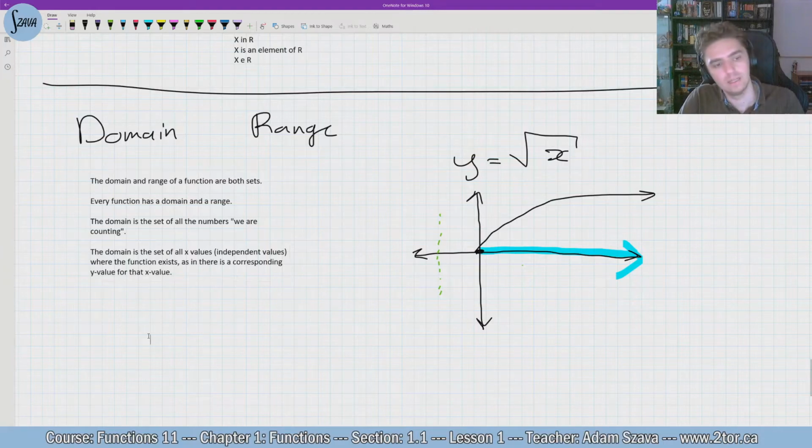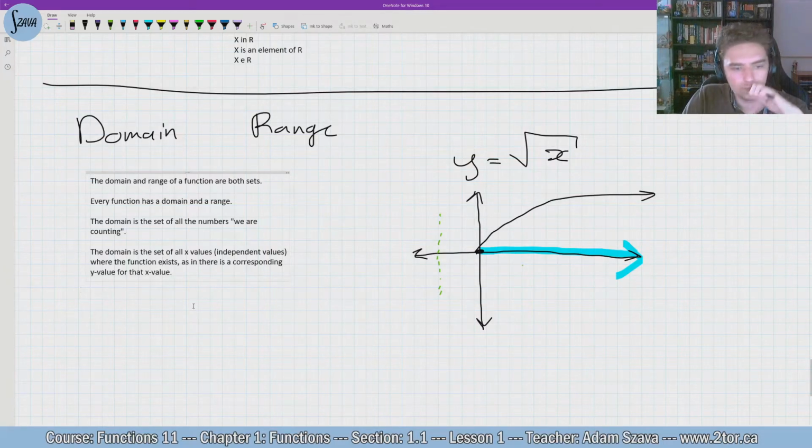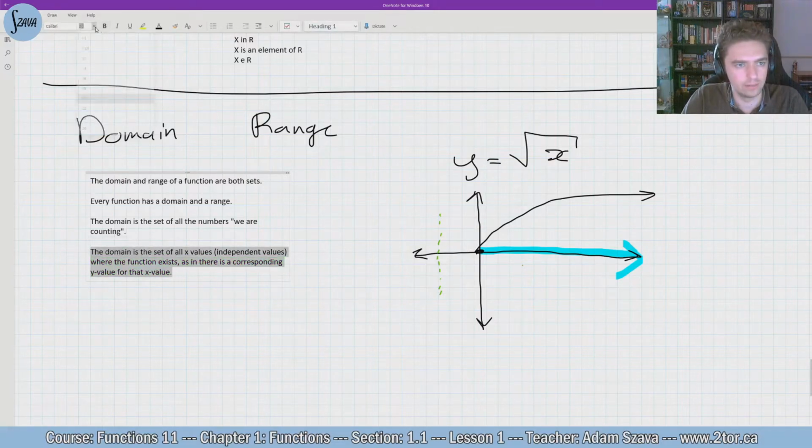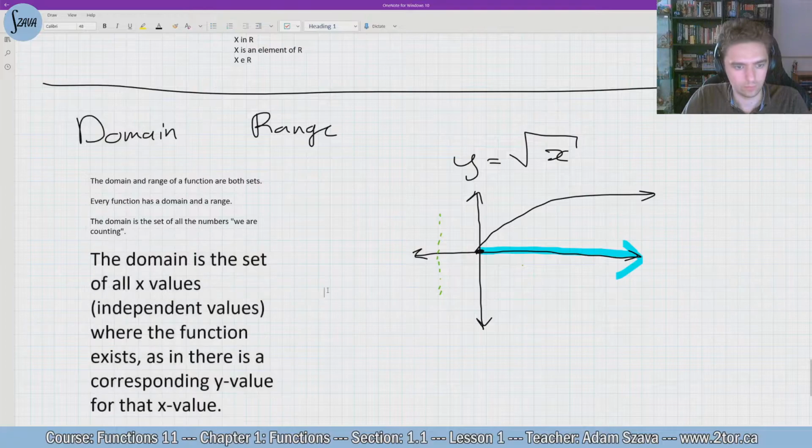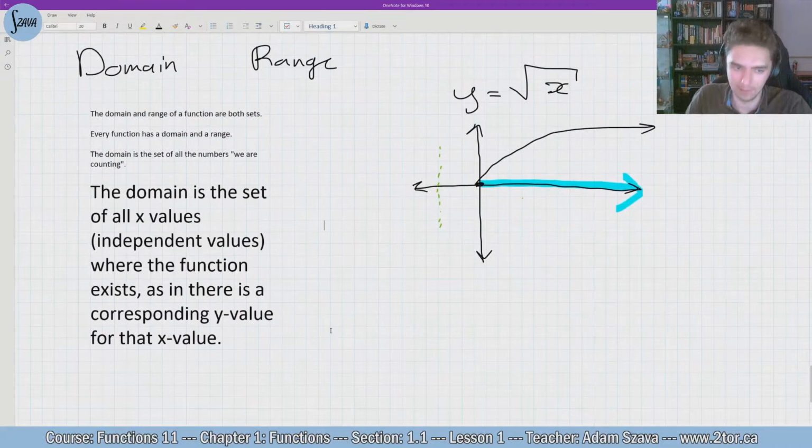Okay. So the domain is the set of all x values. This is the actual definition. That is the definition of the domain. Okay? The domain is the set of all x values, independent values, where the function exists, as in there is a corresponding y value for that x value.